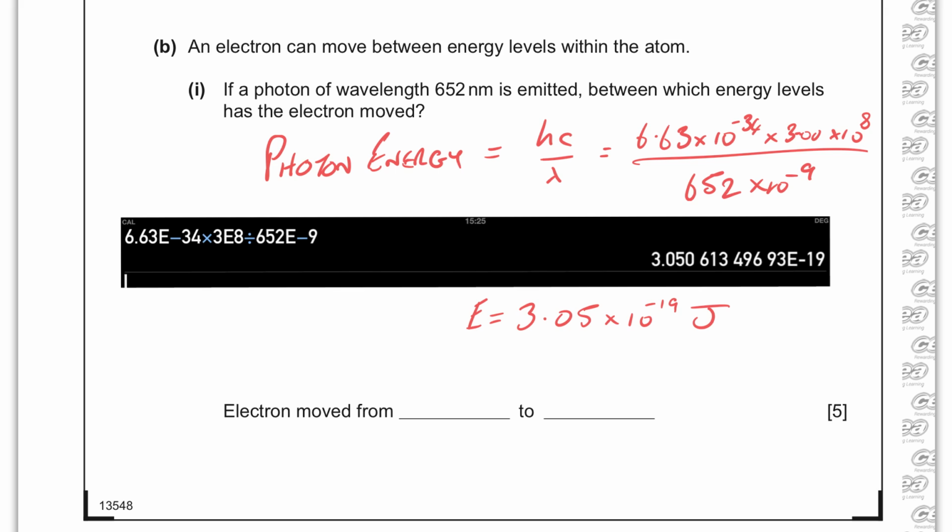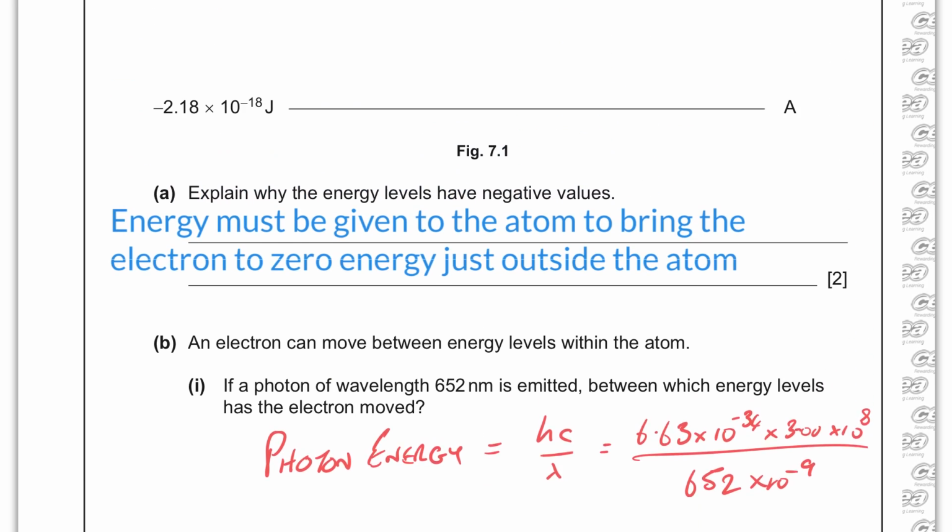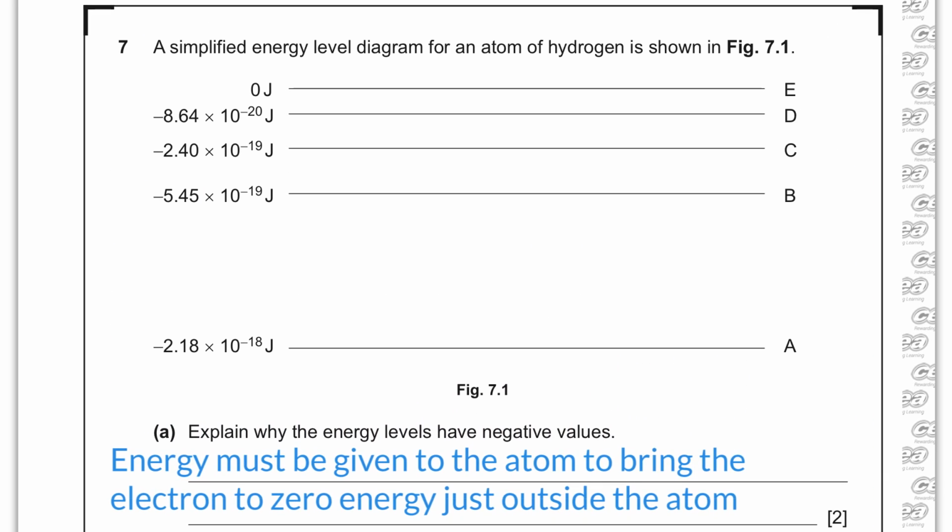And now our job is just to look at those energy levels and see if any of those gaps are 3.05. So let's have a look. Any of these 3.05? Well, yes, it's going to look like that. Their gap is 3.05, isn't it? 2.40, 5, and 5.45. So this transition is going to be C and B.